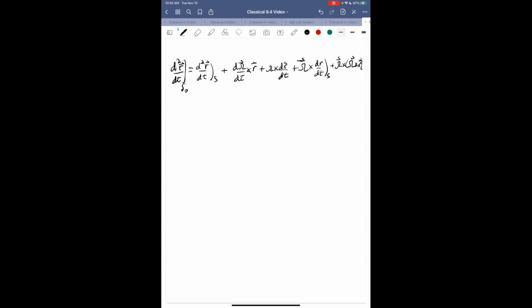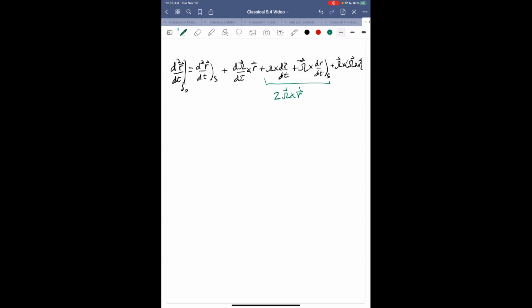Okay, so now we can do a little cleaning up here. First of all, we notice that here I have two terms that are the same. These are both the same term. So this is just 2 omega cross, and to save some writing, I'm just going to call this r dot, the time derivative of r with respect to time. And what else can we do here?